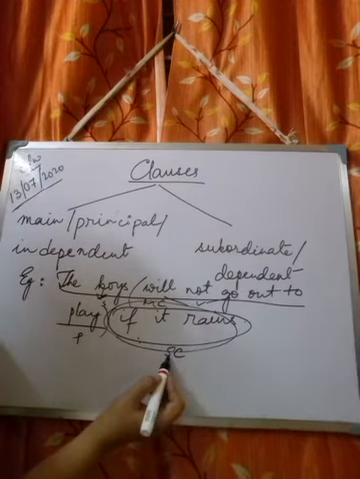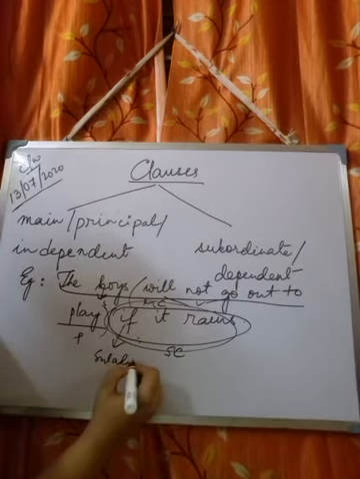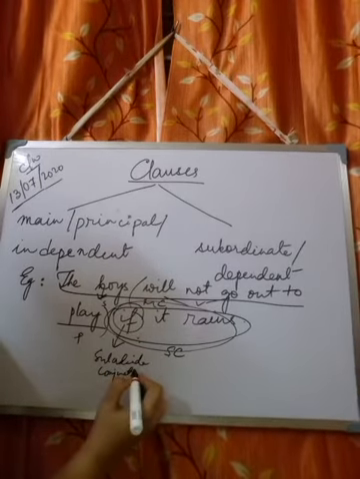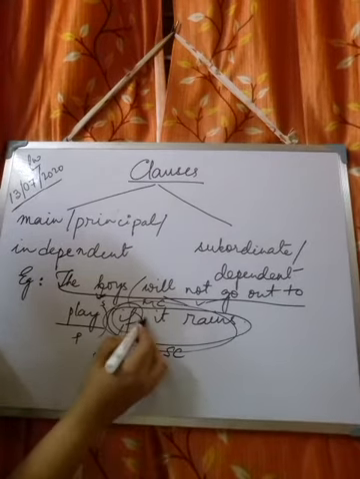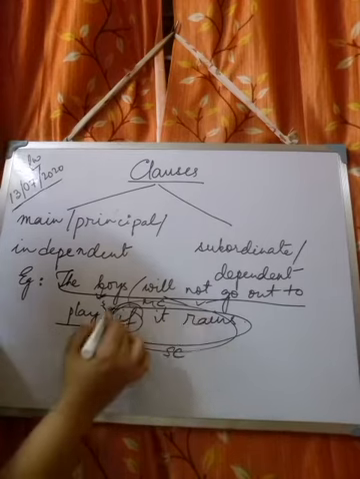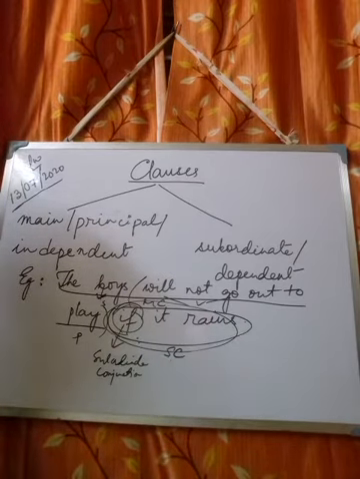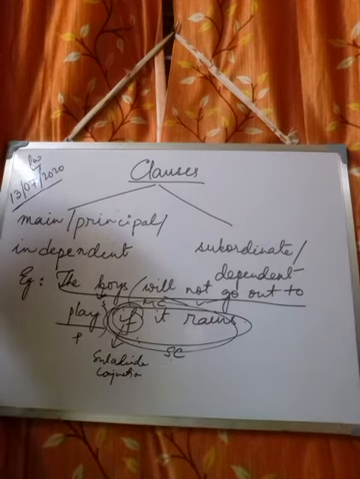A subordinate clause will begin with a subordinate conjunction, like you can see here. If is a subordinate conjunction, and if it rains is the subordinate clause beginning with the subordinate conjunction. This subordinate clause can be identified as either an adjective, adverb or noun clause. We will learn to identify these subordinate clauses correctly. This is what is important for us to learn in the entire clauses chapter.